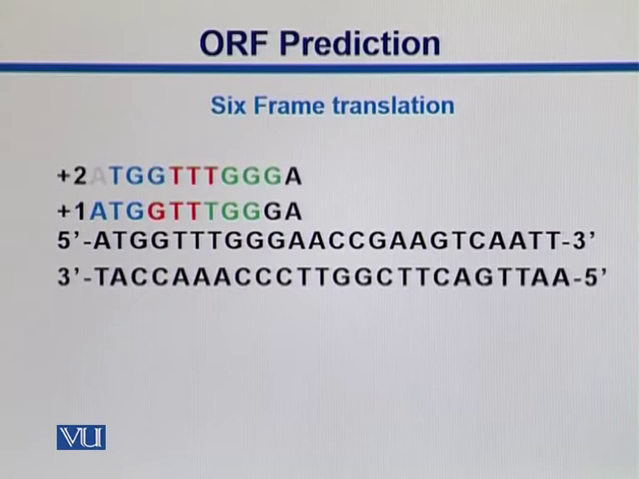The second possibility is that we can start from position number 2. In this case, we give it the number +2. This frame goes like TGG, TTT, and so on. Sometimes it can start from position number 3. It can be GGT, TTG, and so on. What if we start again from position number 4? It's no different than position number 1. So there are these three possibilities of finding reading frames on the top strand.